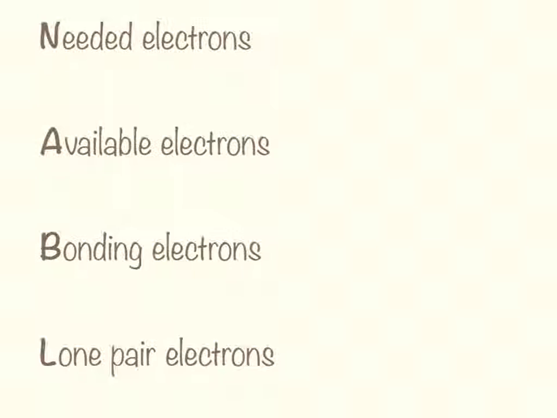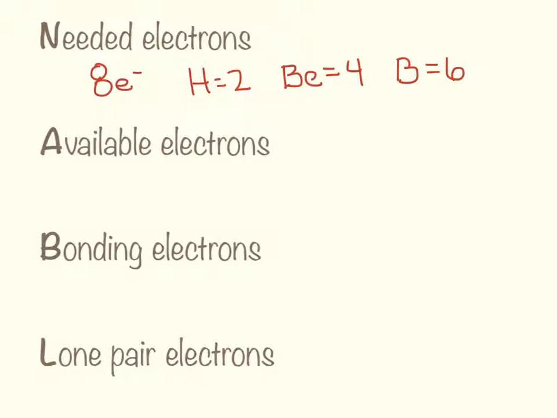N represents the total needed electrons. It is the sum of electrons needed for all atoms in the compound to be stable. The majority of atoms need 8 electrons. Exceptions to the octet are hydrogen, which needs 2, beryllium, which needs 4, and boron, which needs 6.